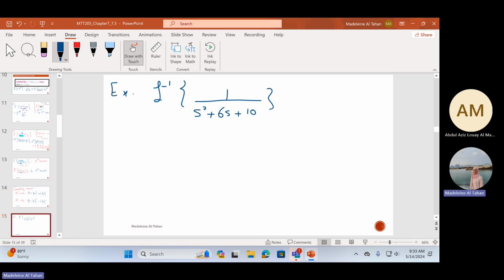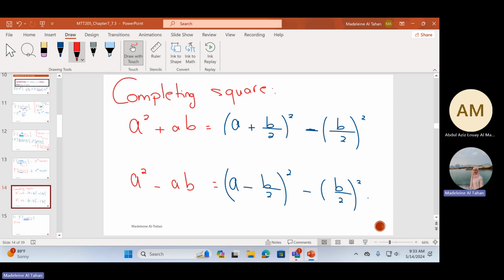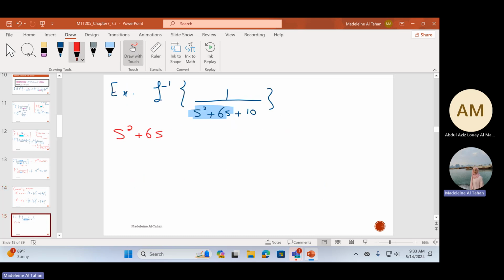Where's the problem? We have a square and we have 6s. So we will take s square equals 6s alone. It looks like a square plus ab or a square minus ab. Square must be. What's a and what's b? A is s and b is 6. So let's put the formula for it.